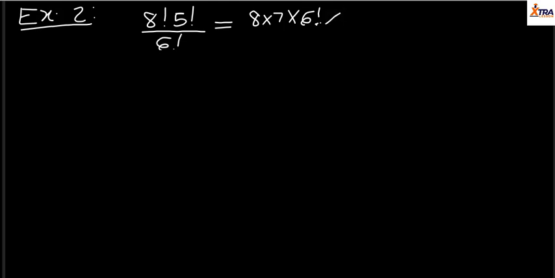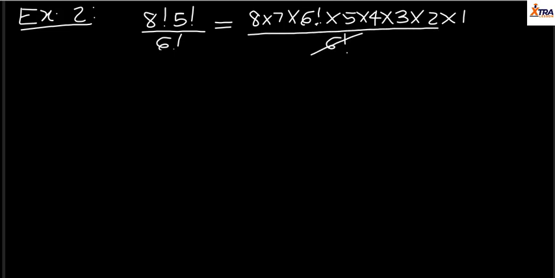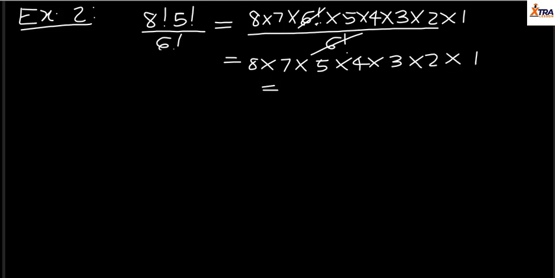So we stop here, and then we know our 5 factorial is 5 times 4 times 3 times 2 times 1, divided by 6 factorial. 6 factorial here, we'll now cancel this, and then I'll be left with 8 times 7 times 5 times 4 times 3 times 2 times 1. I know this will give me a round figure of 8 times 7 times 5 times 4 times 3 times 2 times 1, which is 6,720. Means my total value here is 6,720.